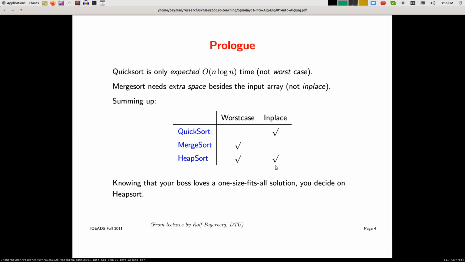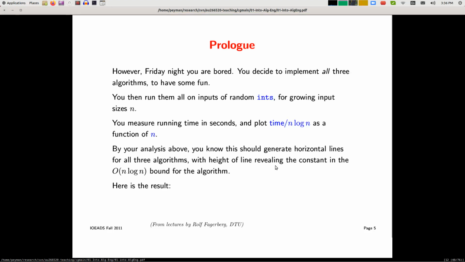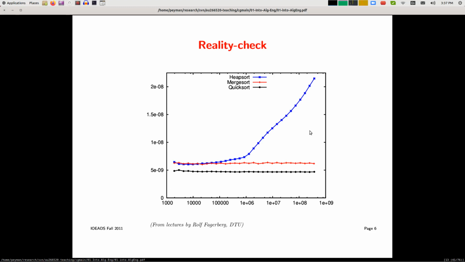So you're happy, you implement the solution, and then later you're bored and you want to compare all three algorithms. So you implement all of them, you run your algorithms on very large input, and you divide the running time by n log n. Since the algorithms are analyzed or expected to be n log n in running time, if you divide the running time by n log n, you should see a constant. And I guess you could expect some algorithm will have slightly higher constants. But what you see is quite surprising. This is the result that you see.